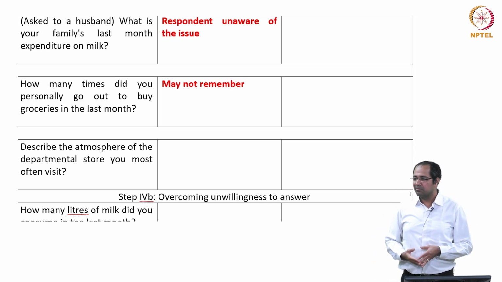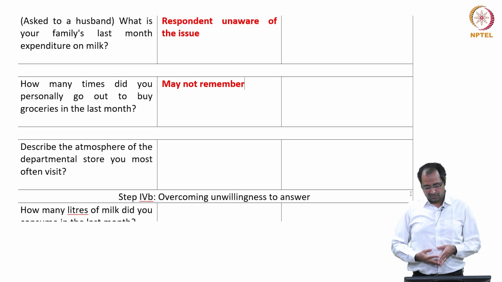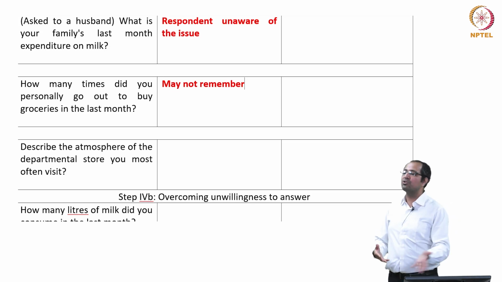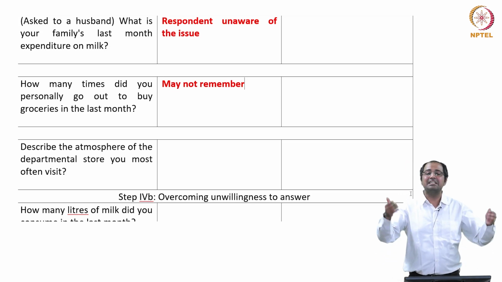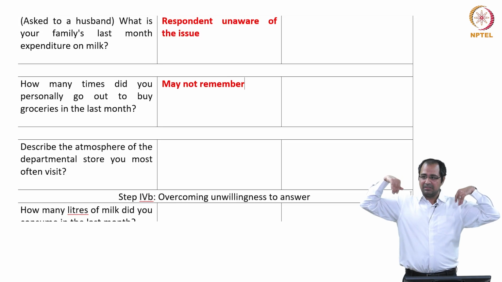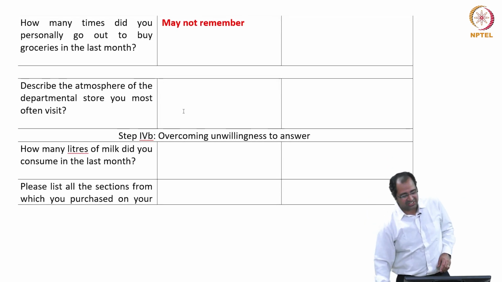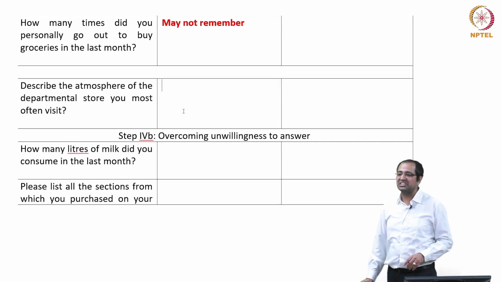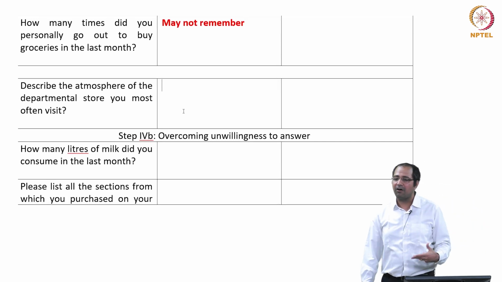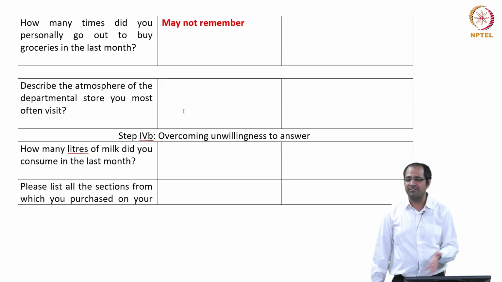The person may not remember in the way you have asked, but ask it a different way so that the inability to answer comes down. The next one is, describe the atmosphere of the departmental store you most often visit.